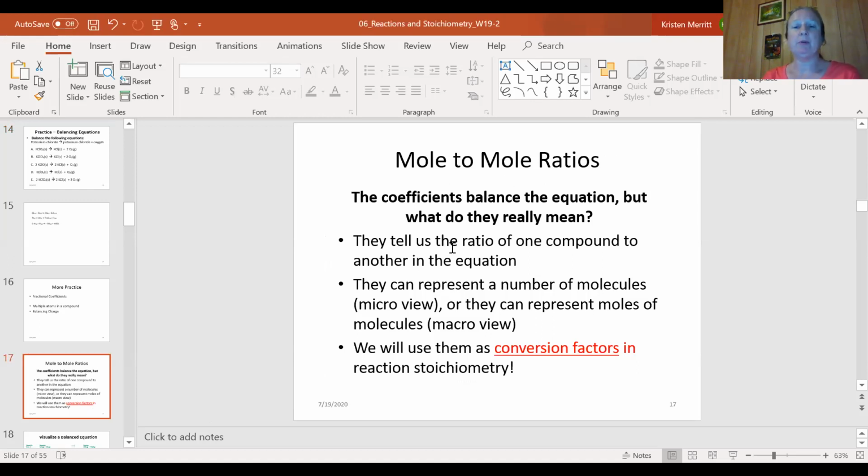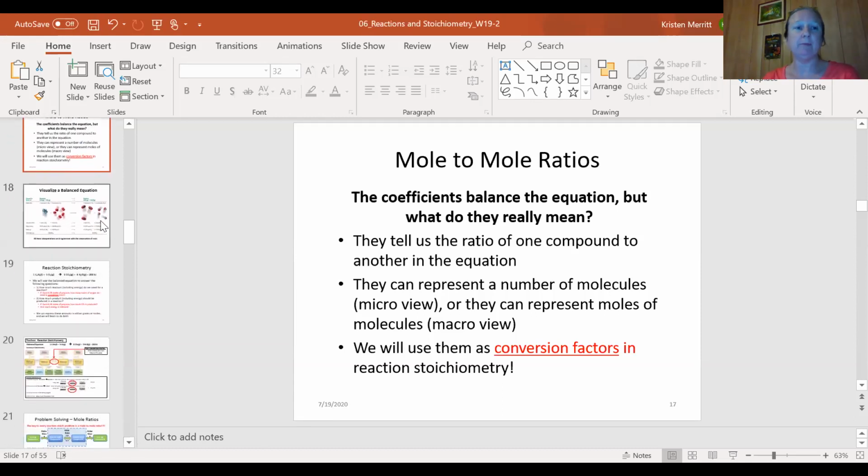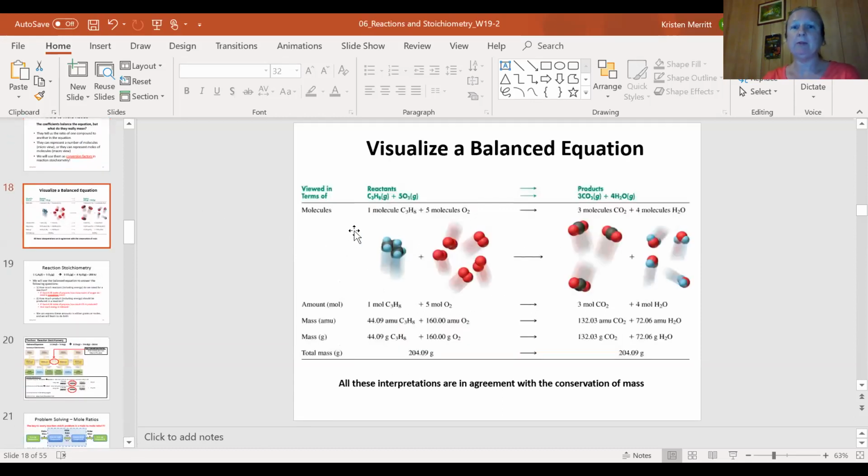So mole-to-mole ratios, the stoichiometry, tell the ratio of one compound to another in a balanced reaction equation. And we use them as conversion factors. In the past, you've used conversion factors such as grams per mole and Avogadro's number. We've given you unit conversions of standard to metric. This time you're going to be using conversion factors from the relationship in a balanced chemical equation.